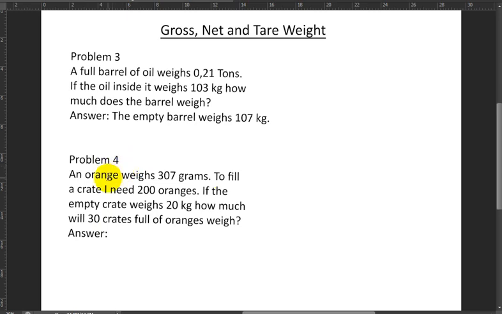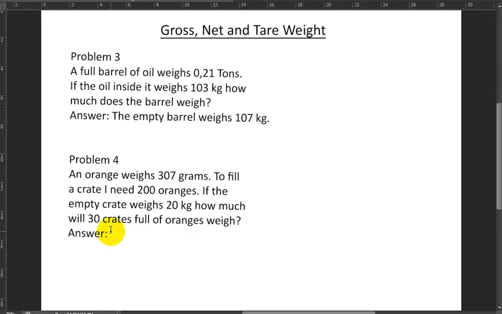Problem number 4 says, and this is the hardest one, so be careful with this one. An orange weighs 307 grams. To fill a crate, I need 200 oranges. If the empty crate weighs 20 kilograms, how much will 30 crates full of oranges weigh?